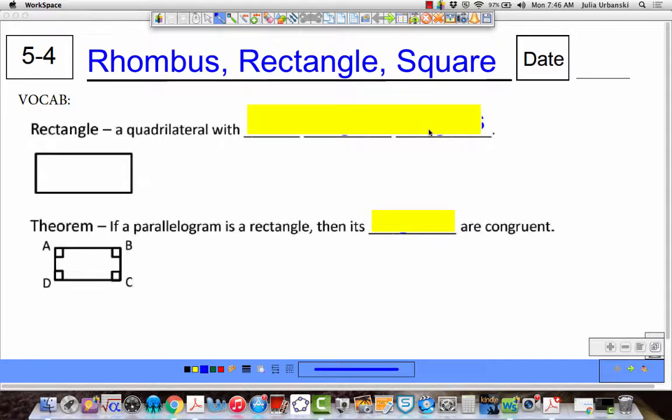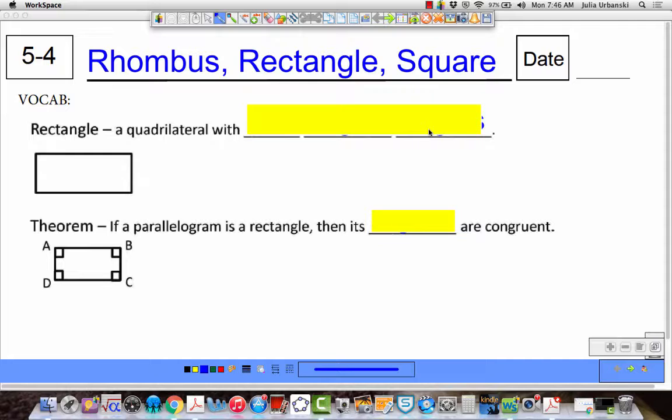Okay, so you should be turned to 5-4, rhombus, rectangle, and square. You should also get your flow chart out because we're going to have some properties that we're going to add to it. Get this out as well. Have this out every day so you can organize your rules here. You don't have to flip through all the different pages of your notes.